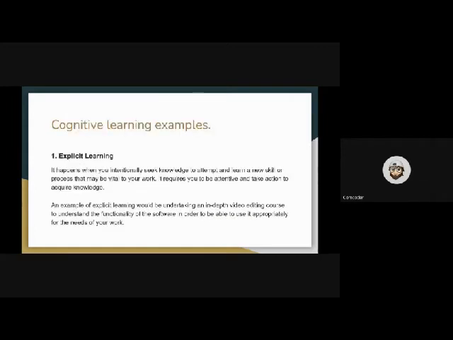Cognitive learning examples. Explicit learning. It happens when you intentionally seek knowledge to learn a new skill or process that may be vital to your work. It requires you to be attentive and take action to acquire knowledge. An example of explicit learning would be undertaking an in-depth video editing course to understand the functionality of the software in order to be able to use it appropriately for the needs of your work.